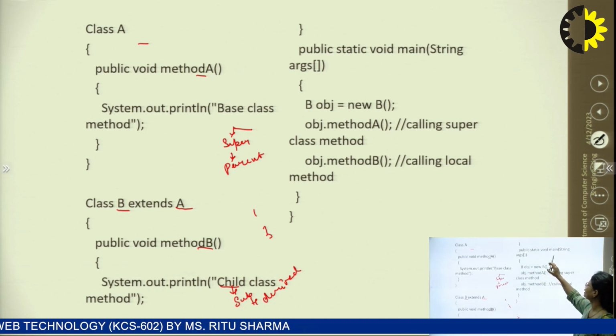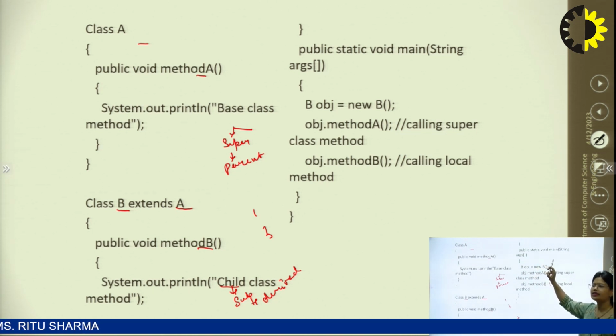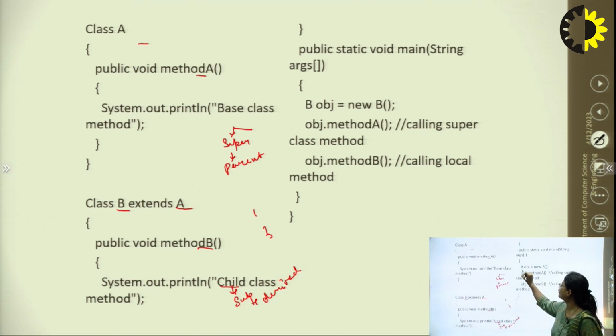After writing this, we create another class which will be considered the main class, and we create an object for the child class, B. Now I am calling both the methods, which are in the parent class as well as the child class. How do we call them? Object name dot method. Method A calls the super class method, whereas method B calls the local method, or subclass method.